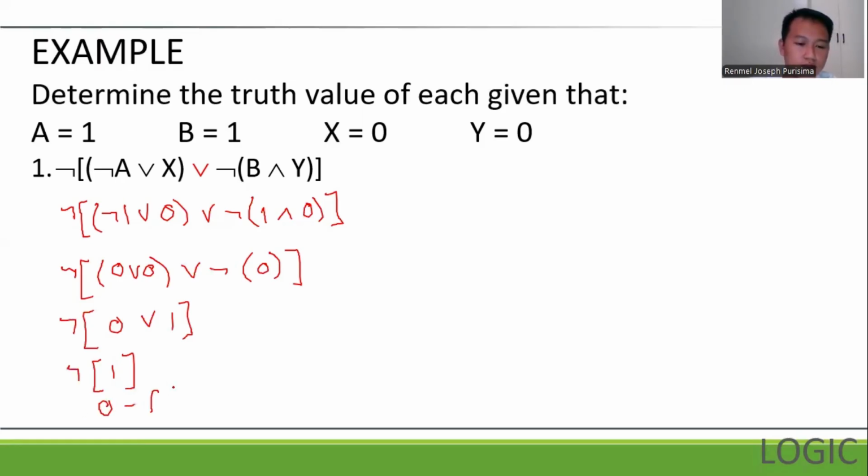So this is false. So this proposition is false if the truth value of A is true and B is true, and for X and Y, if they are both false. So this makes the proposition false.